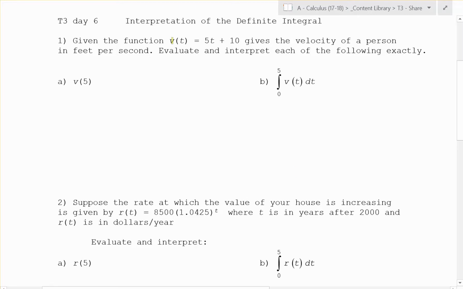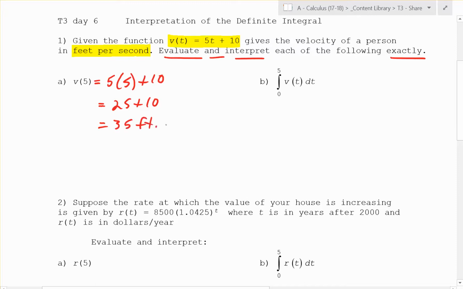So we're given a velocity function, and we're told it's in feet per second. And remember here, it's asking to evaluate and interpret each of the following exactly. So v of 5 just means plug 5 into the velocity function. So that's 5 times 5 plus 10, which is 25 plus 10, which is 35. And we know velocity, because the question tells us, is in feet per second. So this is the velocity of the person after 5 seconds.